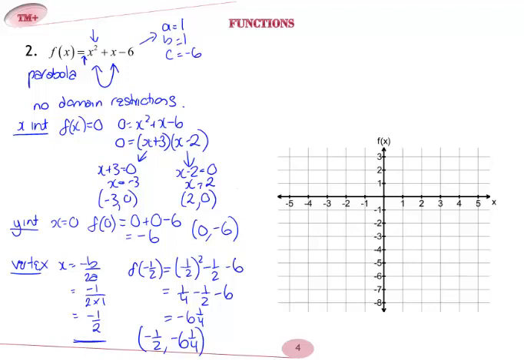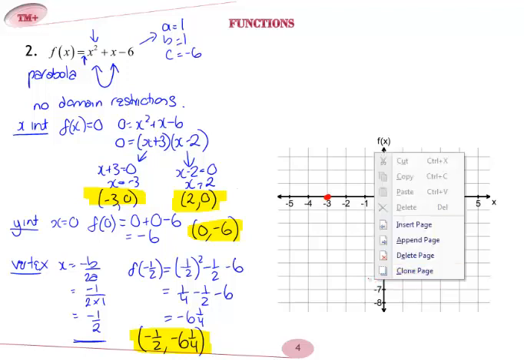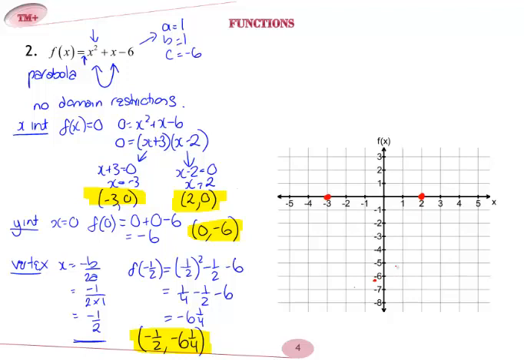So you can see that. These are my critical points that I'm going to go to my graph and plot: (-3, 0), (2, 0), and (-0.5, -6.25), about there. And then the y-intercept (0, -6). Join the dots, and there's my graph.